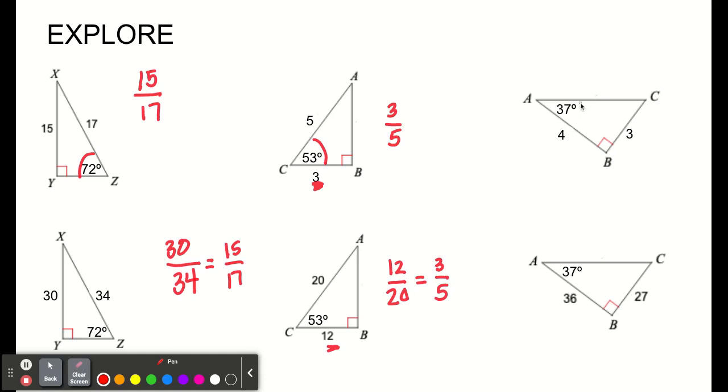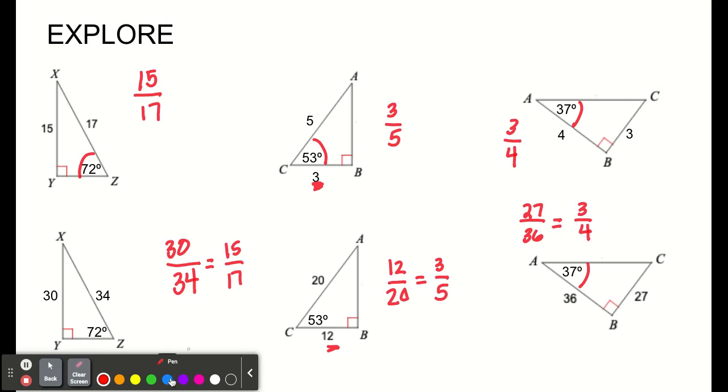Lastly, for this one here, we have 90, 37. The side opposite the 37 is 3, divided by the side adjacent to 37, which is 4. And if we set up that same ratio for this triangle here, the side opposite will be 27, and the side adjacent is going to be 36. If we simplify this, if we divide both of these by 9, we would end up with a ratio of 3 over 4, again, equal to the ratio we found in the previous one.